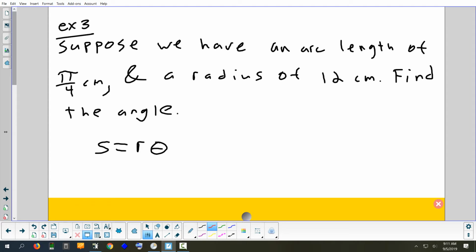Okay, so same formula. Anytime you're looking at a problem, if it says something about arc length in the problem, use S equals R theta. Okay.